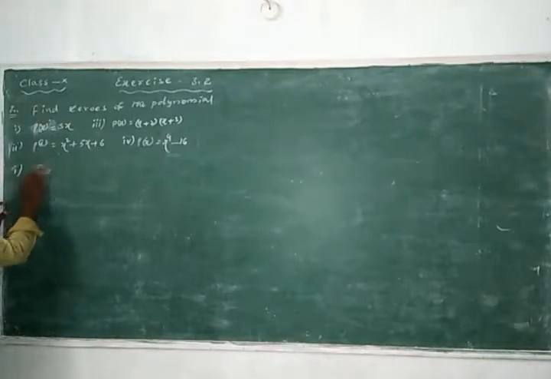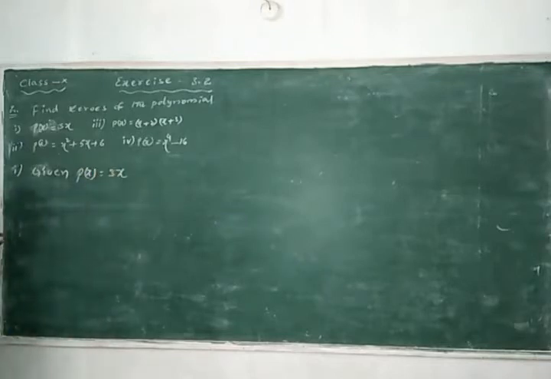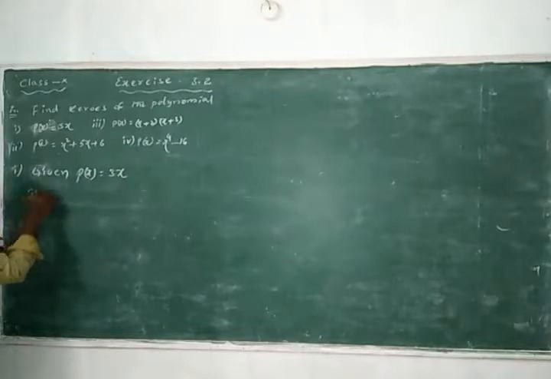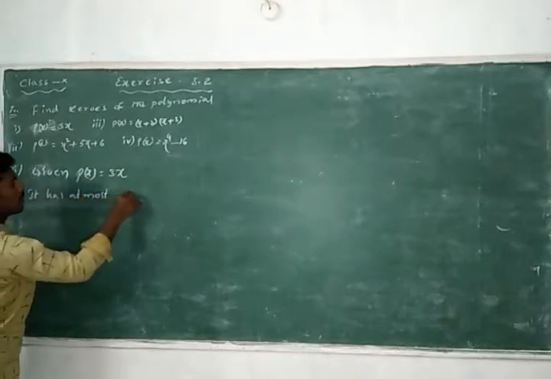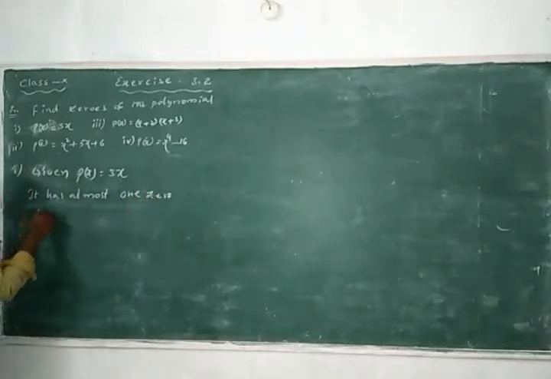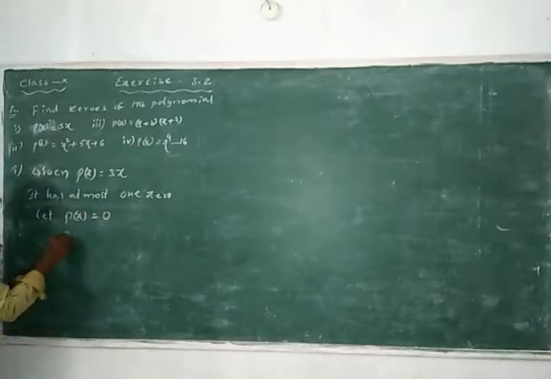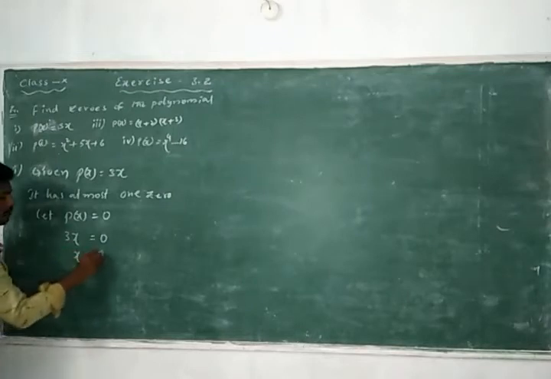So p of x is equal to 3x. It is a linear equation, which means only power 1 is there, so it has at most 1 zero. Let's find the zero of the polynomial. Let p of x is equal to 0. Then 3x is equal to 0. Therefore, x is equal to 0 by 3, and 0 by 3 is nothing but 0.